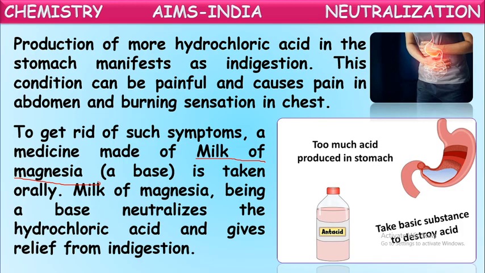When you take this in the form of medicine orally, it goes directly into the stomach and reacts with the excess amount of hydrochloric acid present there, and it neutralizes this. Just now we have studied that. What is neutralization? The reaction of acid with base to form salt and water is called neutralization. So here the magnesium hydroxide which we have taken in the form of antacid reacts with the excess hydrochloric acid present in the stomach and forms salt and water. By this we get relief from the indigestion and burning sensation in the chest.